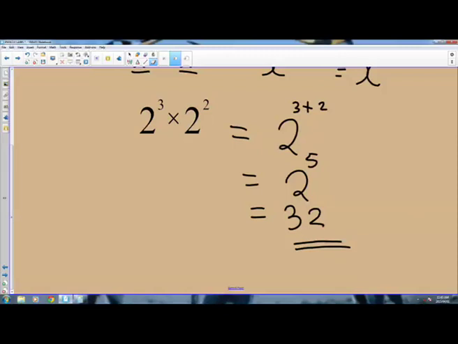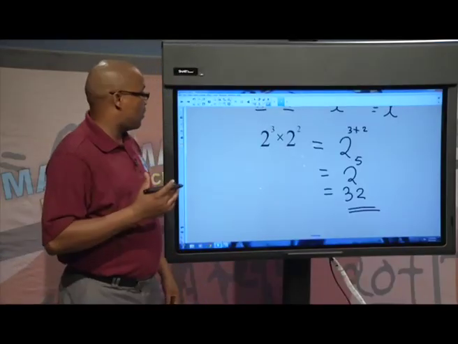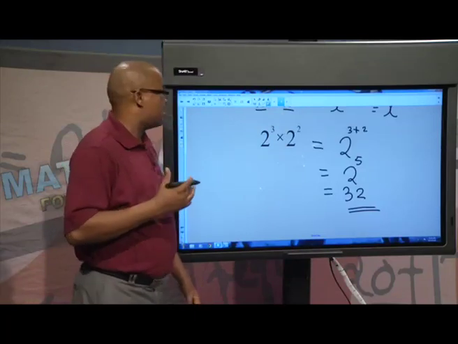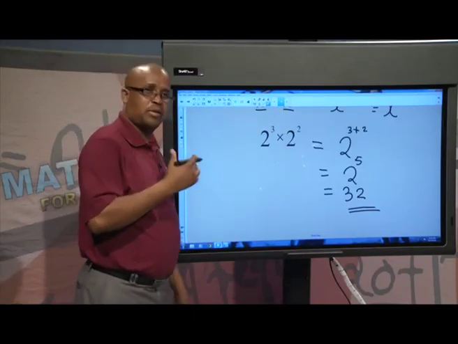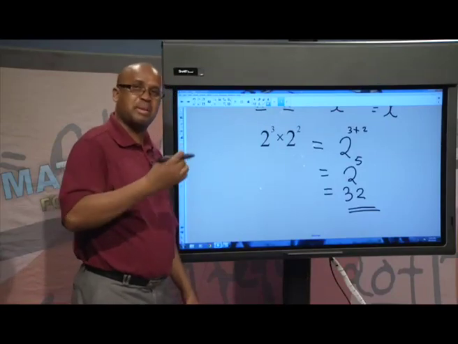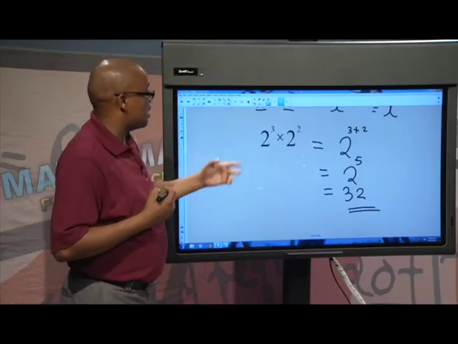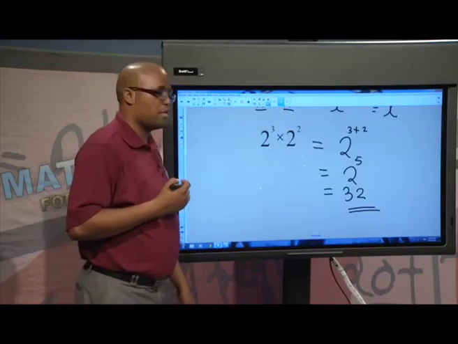We have evaluated. This is how the multiplication law of indices is carried out. Always make sure that you check for the bases. If the bases are the same, you keep the base and then add the powers, like we have done with the two examples that we had over here.